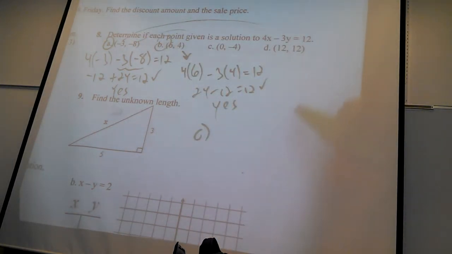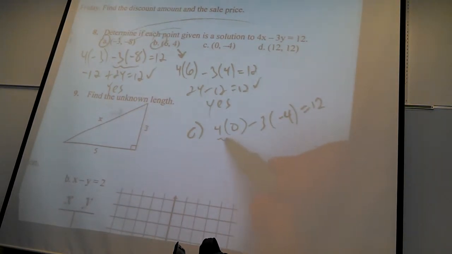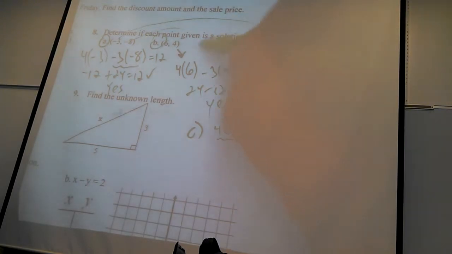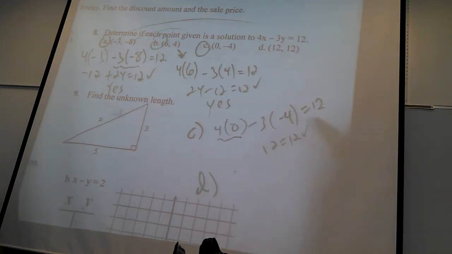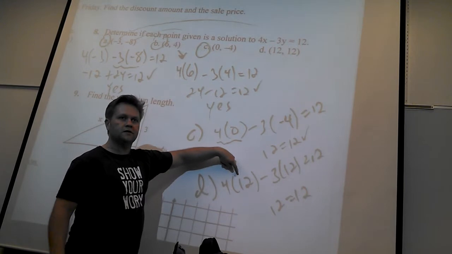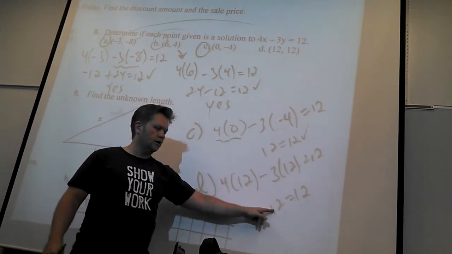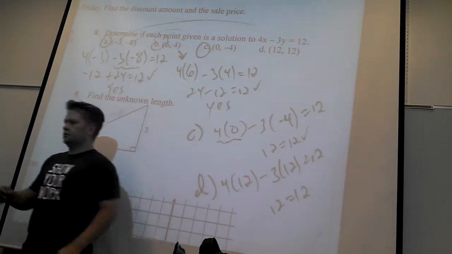What about C? 4 times 0 minus 3 times negative 4 is 12. So I get 0 plus 12. Equals 12. Check. C is yes. And then D. 4 times 12 minus 3 times 12. 48 minus 36. Now look at another way, real quick. 4 12s minus 3 12s is 1 12. That's another way instead of making it all 48s.